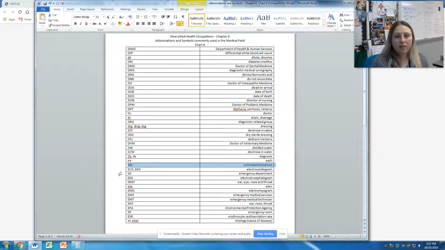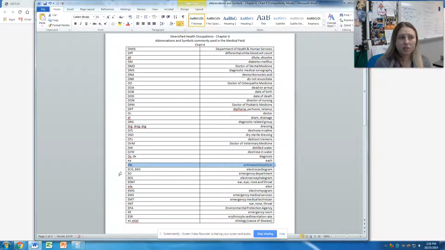EBL, this is estimated blood loss. That's going to be a really important thing when you have a trauma patient that has been injured and is actively bleeding. They lose a lot of blood. The only real substitute for blood in your body is blood. But on an ambulance, we don't necessarily carry fresh blood. It would be very difficult to make it financially feasible. Also, I don't really have a temperature controlled refrigerator for it.